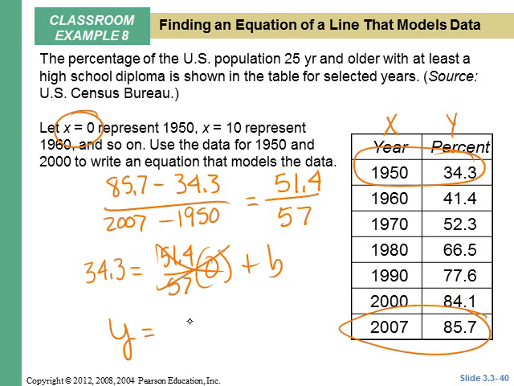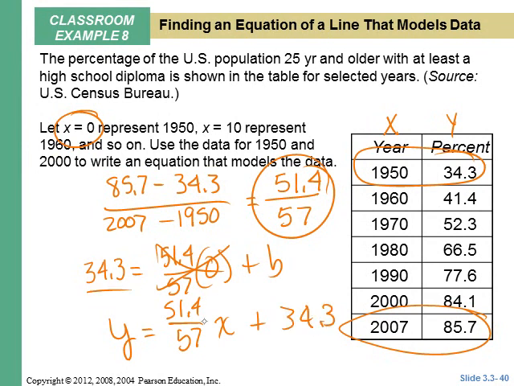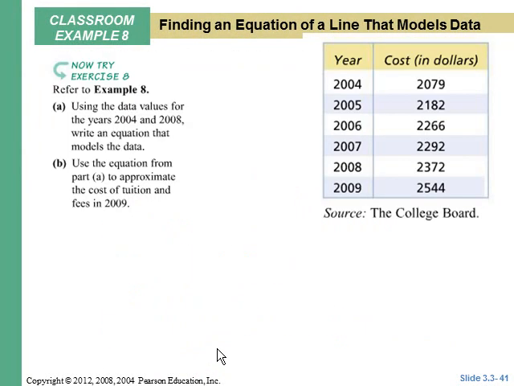So y equals slope 51.4 over 57 times x plus our intercept is 34.3. Now they probably want you to simplify this. That comes out to about, I don't know, 0.9 or 8, something like that. I don't have my calculator here. Okay.